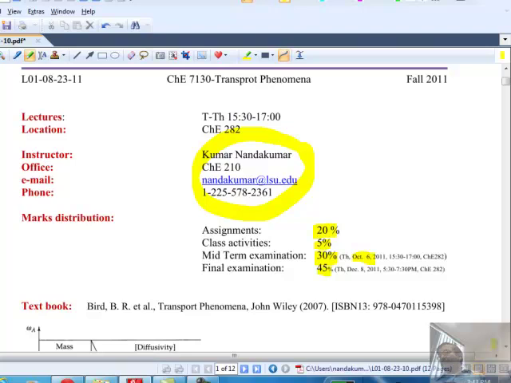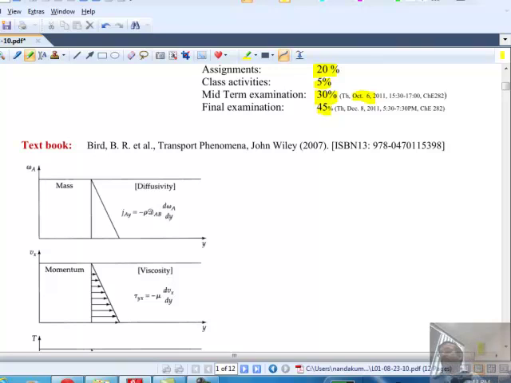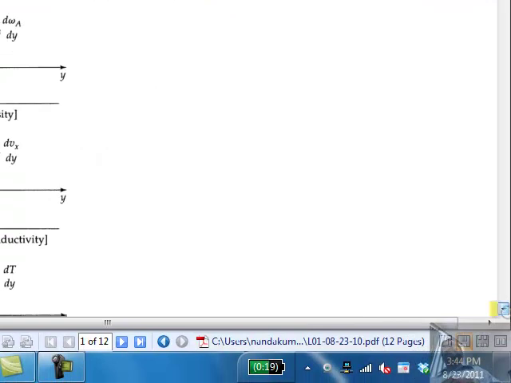The textbook for this course, I don't strictly have a single text, but if you want to have a textbook to follow along, this is an excellent book. It's a very classic book written in the 1960s, in a sense organized this field of transport phenomena by three chemical engineers, Bird, Stewart, and Lightfoot. There is a recent second edition that came in 2007, and I will use that as a kind of reference material.